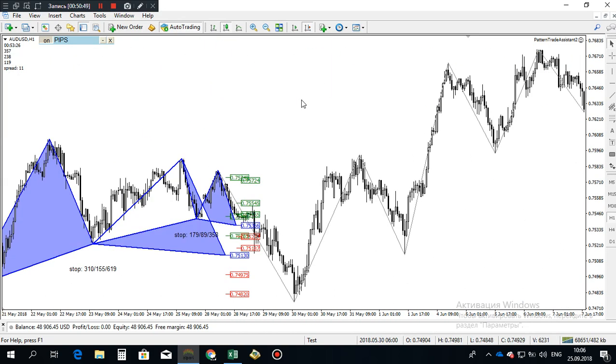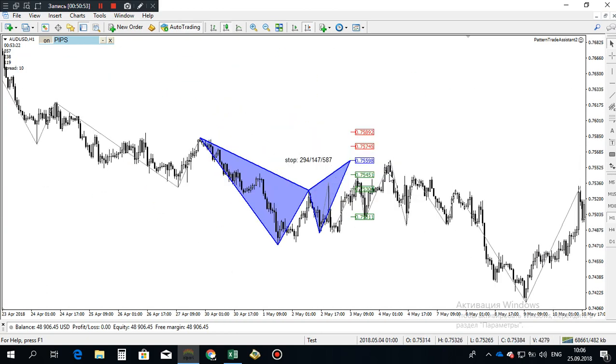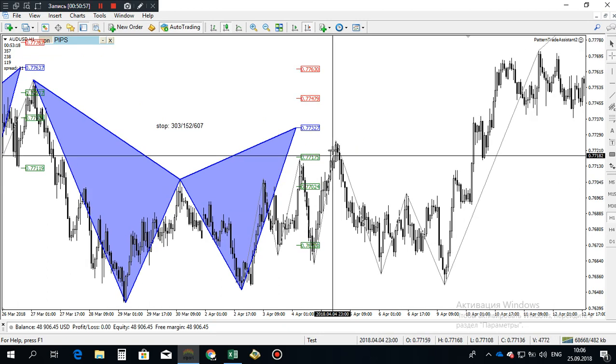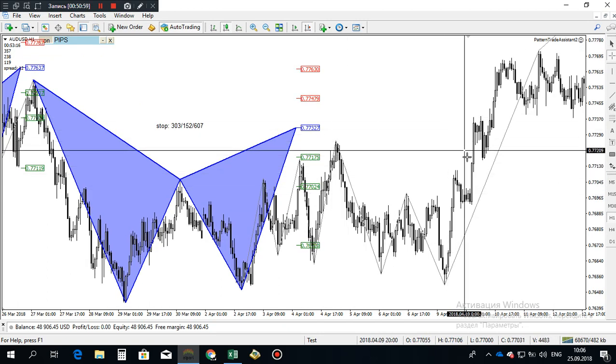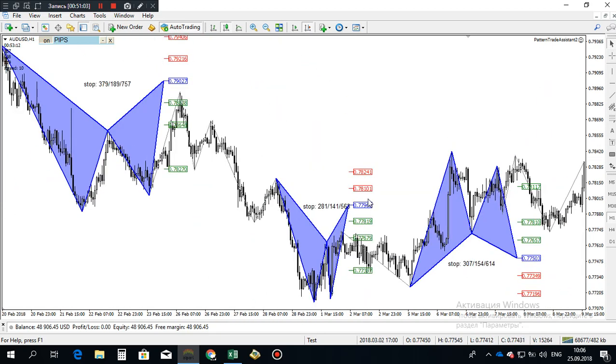So you see, never completed. Losing pattern, losing pattern. Winning pattern. Losing pattern here as well. Didn't complete. And so on and so forth.